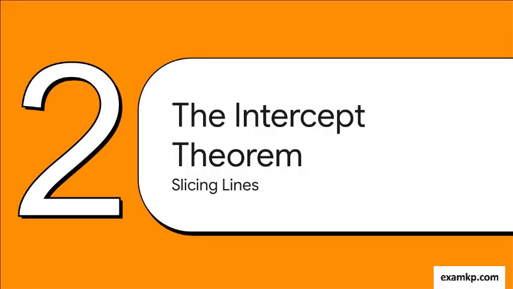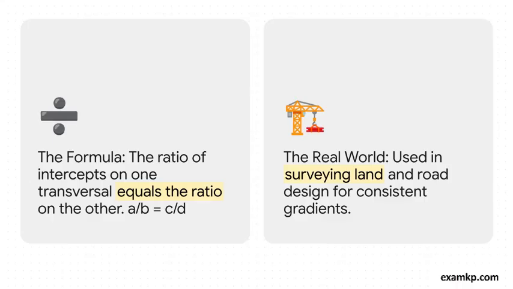Okay, tool number 2. We're going to shift gears a little bit. We are moving from looking at angles to looking at the lengths of the lines. This is something called the intercept theorem. You might also hear it called Thales theorem. It's all about how parallel lines slice up other lines into these nice proportional pieces.